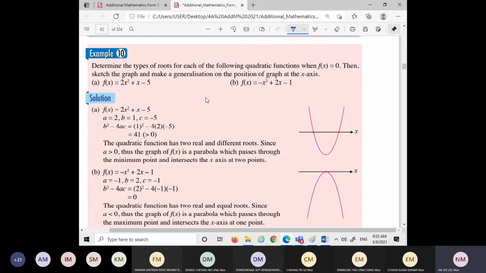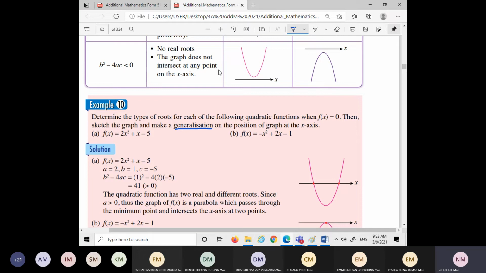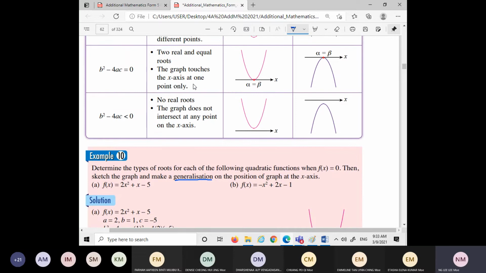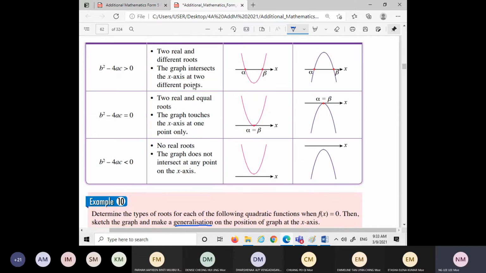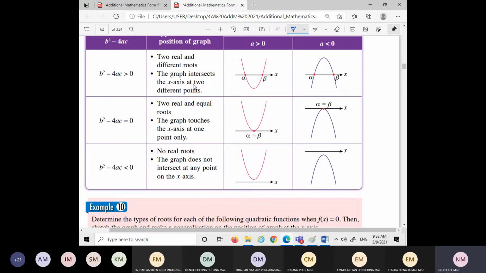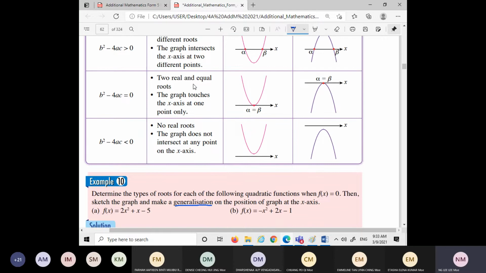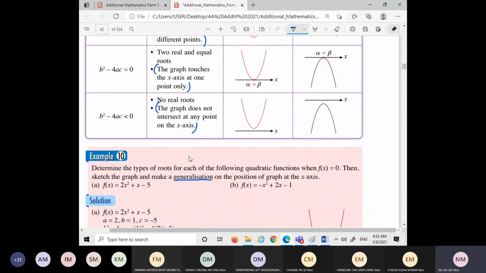When you want to make the generalization, this is how you will mention it. The graph does not intersect, the graph touches the x-axis at one point, or the graph intersects the x-axis at 2 points. All these you write as a generalization. You see which type it is.